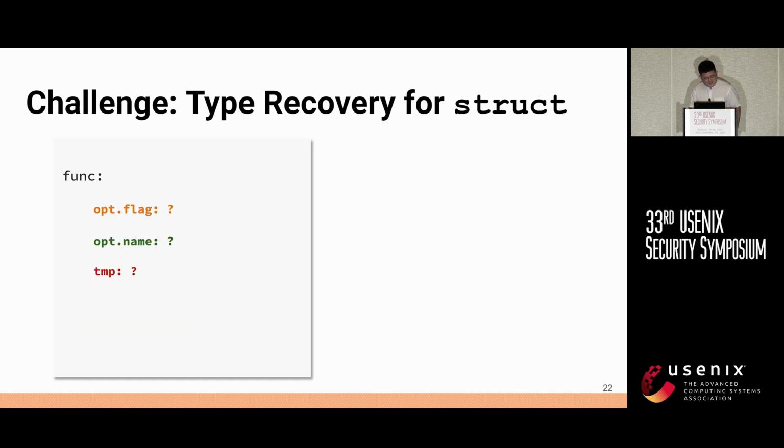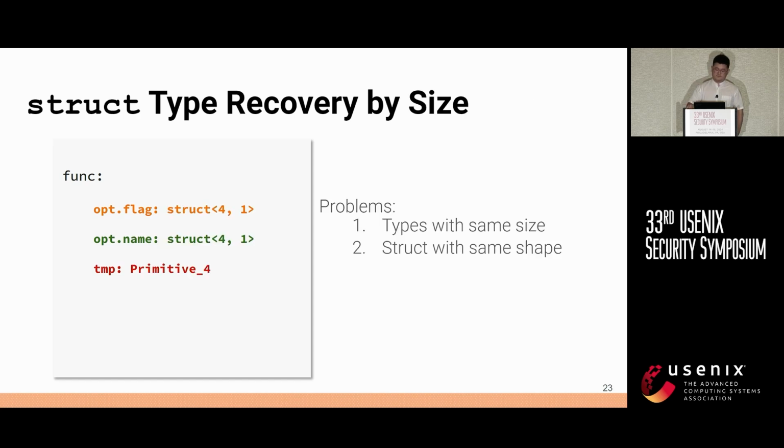So what are the variable types for them? One existing solution is trying to recover the types by size. From here you can see there is a structure with 2 members, size of 4 and size of 1. They are trying to recover the types by size, and they will assign the same result to both .flag and .name. For temp, it is a primitive with size of 4.